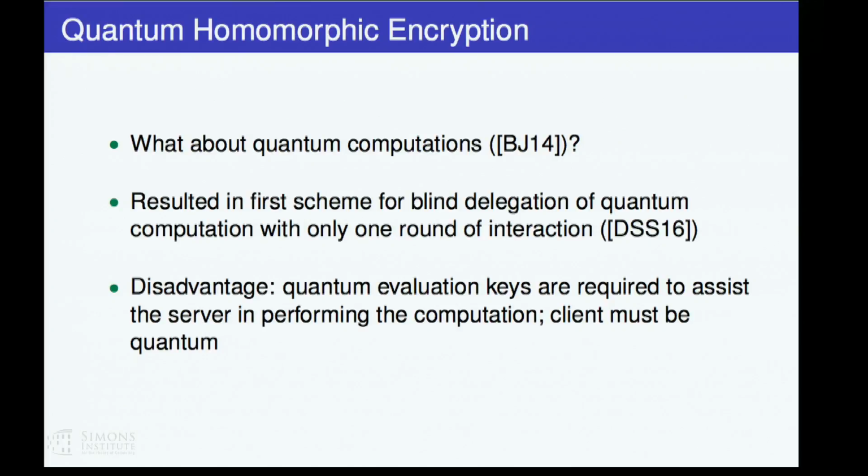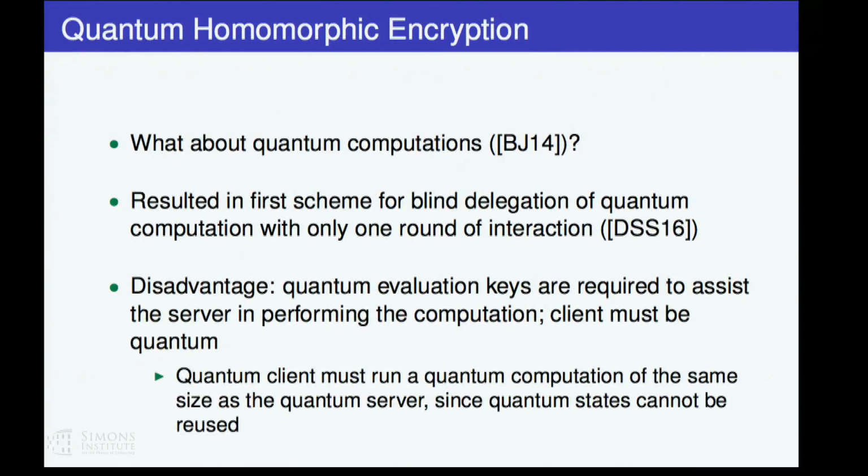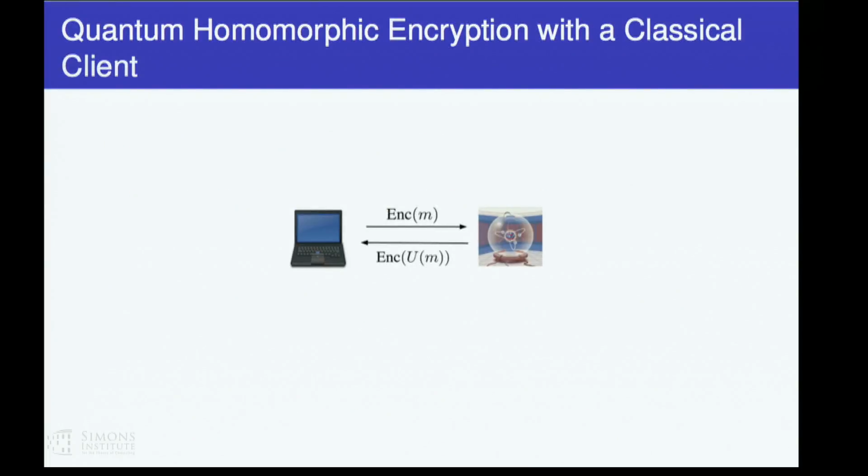The disadvantage of this scheme is that quantum evaluation keys are required. So each time the quantum client wants to delegate a computation, he needs to generate a quantum evaluation key which helps the server to run the computation. The problem is that quantum keys are not reusable. So the quantum client needs to run a polynomial time quantum computation each time he wishes to delegate a polynomial time quantum computation. The key workaround here would be if we could have a classical client instead of a quantum client.